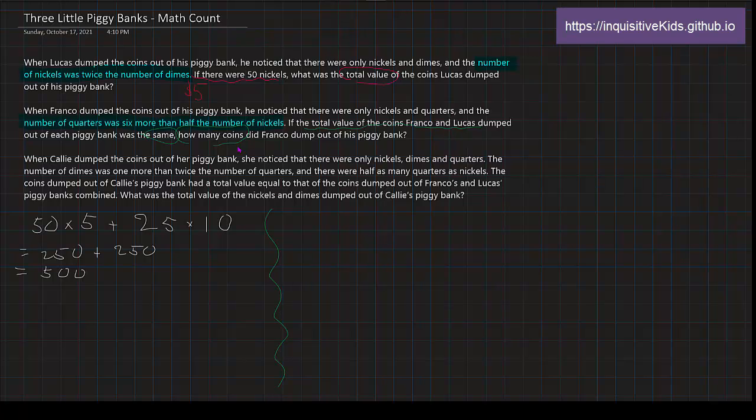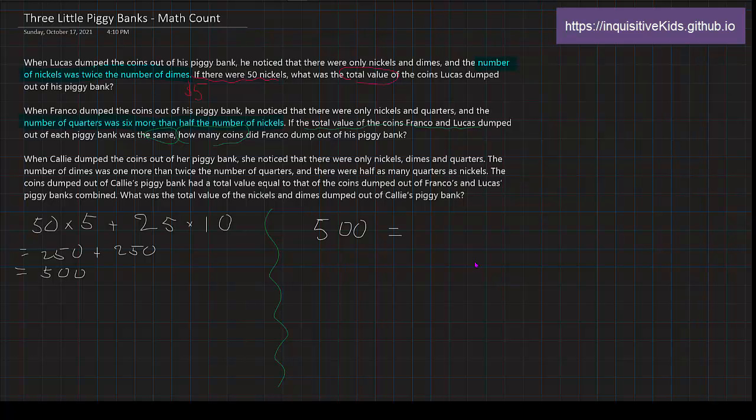Okay, so now we just have to stop and think. Well, first let's try to create an equation with what we have. They said that the total value of the coins was the same. So from the last time, the value was $5. So I'll turn it into terms of cents, which is 500. Now, what's the other side going to be?